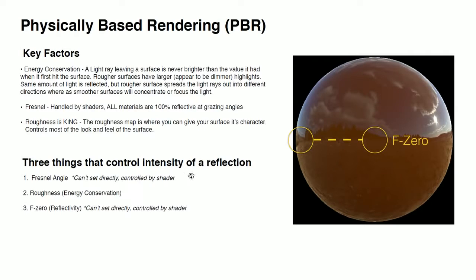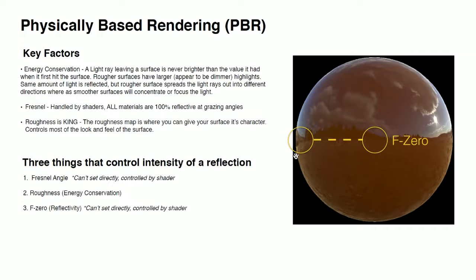And so, three things control the intensity of a reflection. Again, we talked about Fresnel angle. One of the things I want to point out is that this isn't something that we set. This is controlled by the shader. We don't have to set a Fresnel angle. Then roughness, and we talked about roughness and how it relates to energy conservation here.